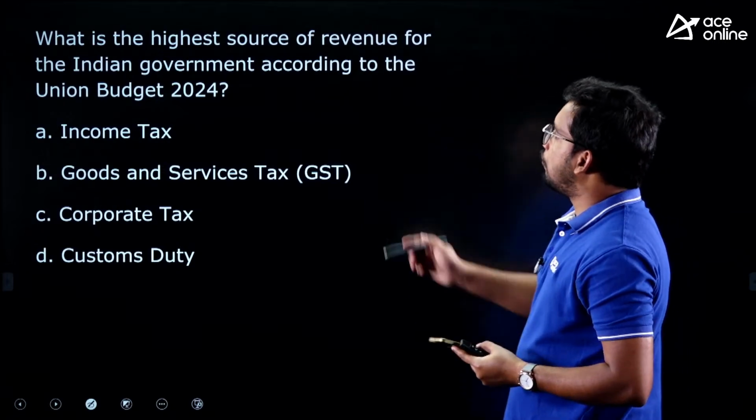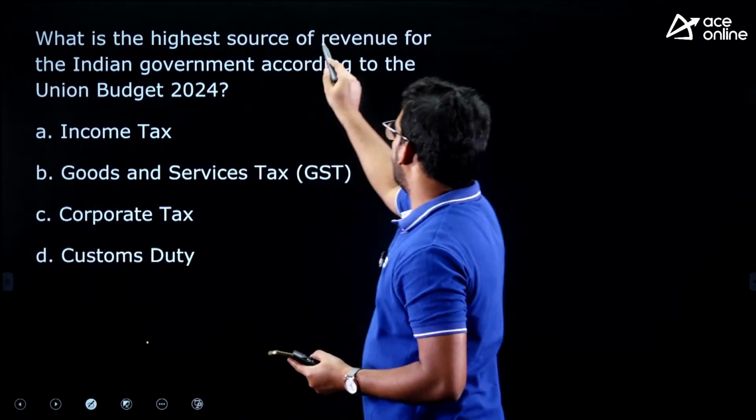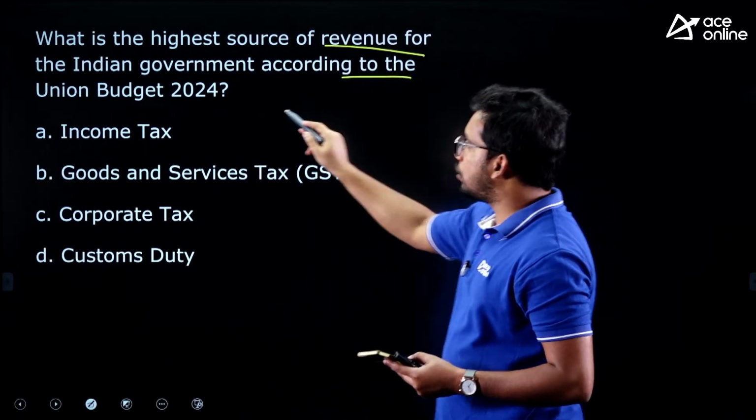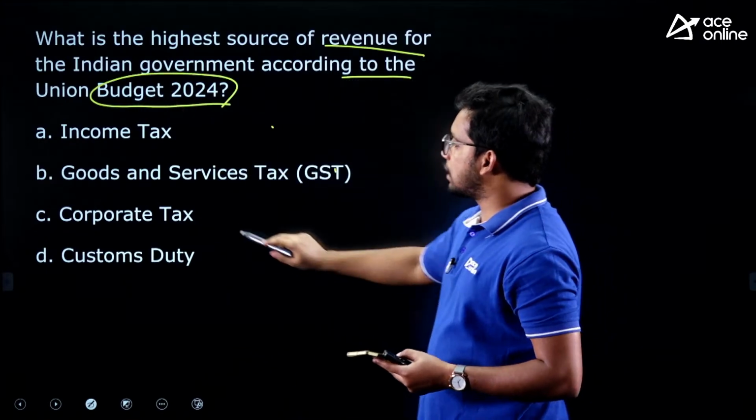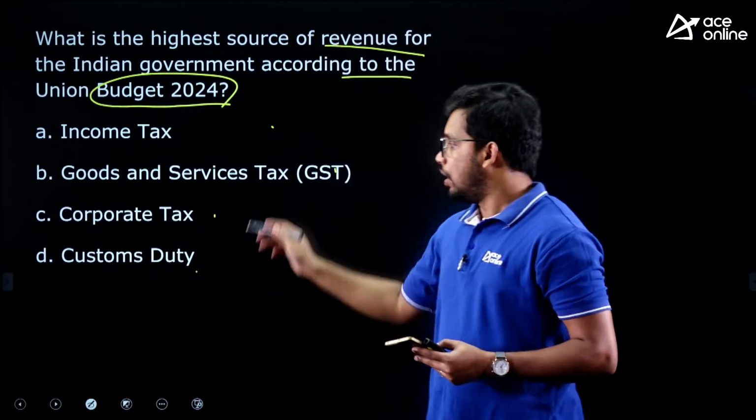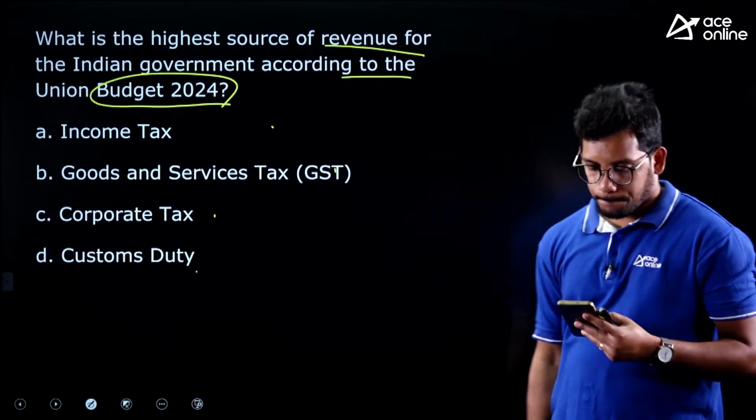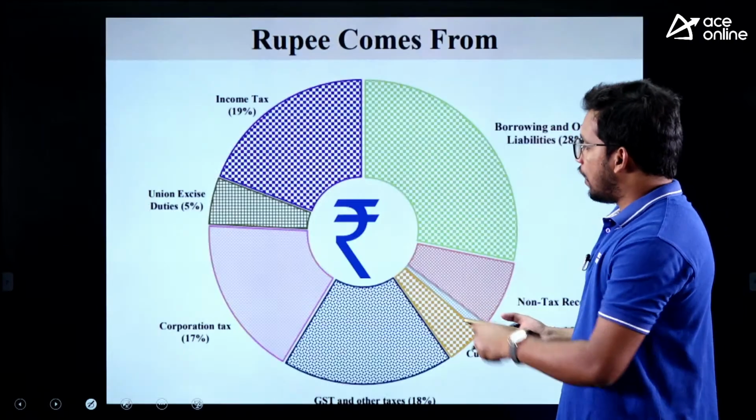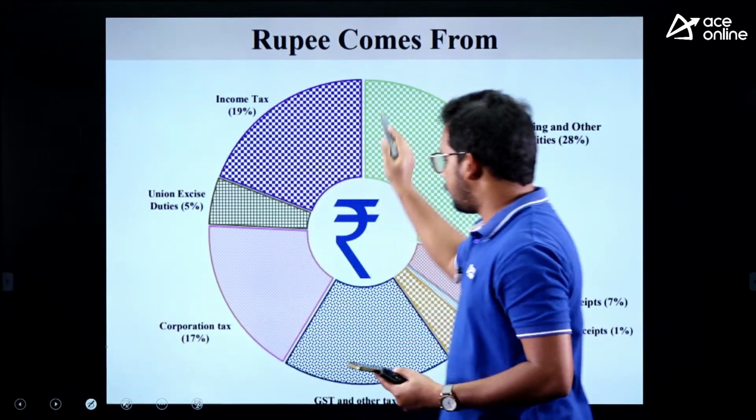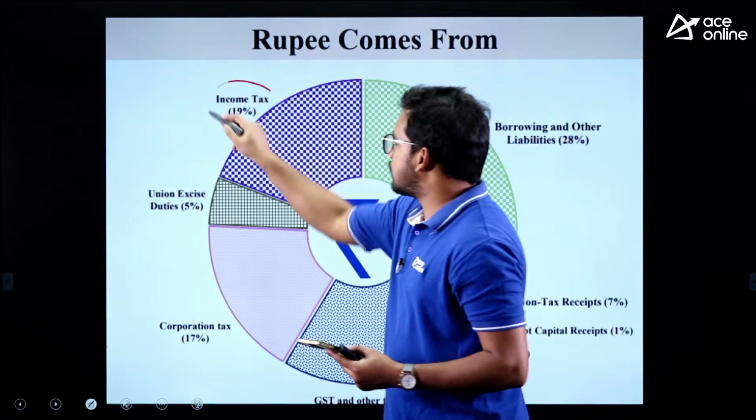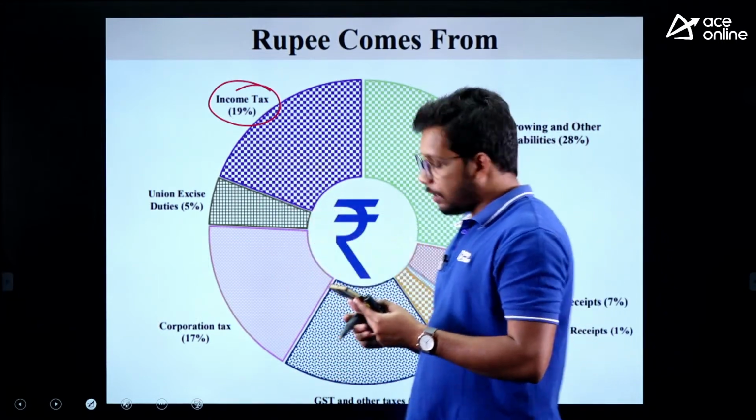Next question, what is the highest source of revenue for the Indian government according to budget 2024? Income tax, goods and service tax, corporate tax, customs duty. Out of this, which one is the highest? Okay, let's see what government said in this year's budget. They are getting money from these sources. Income tax 19%, of the total revenue the government is getting. 19%.